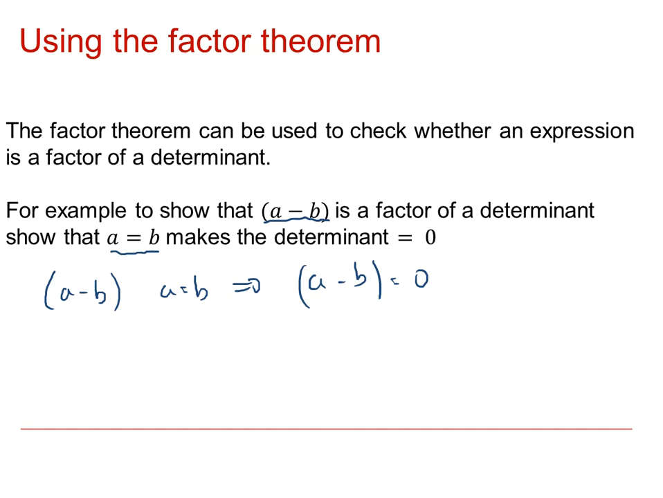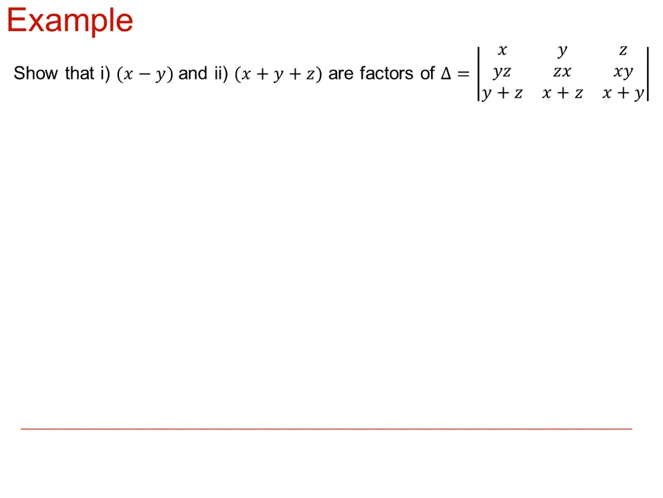So substituting an expression in the determinant and showing that the determinant equals 0 is sufficient to show that we have a factor of the determinant. As an example of that, I'm going to show that x minus y and x plus y plus z are both factors of this determinant delta. And then once we've done that, we can express delta as a product of its factors.